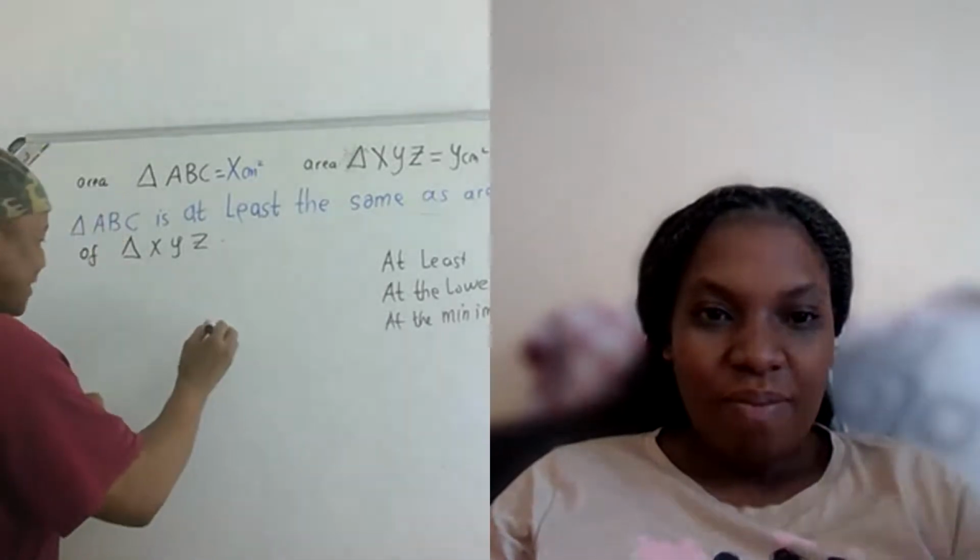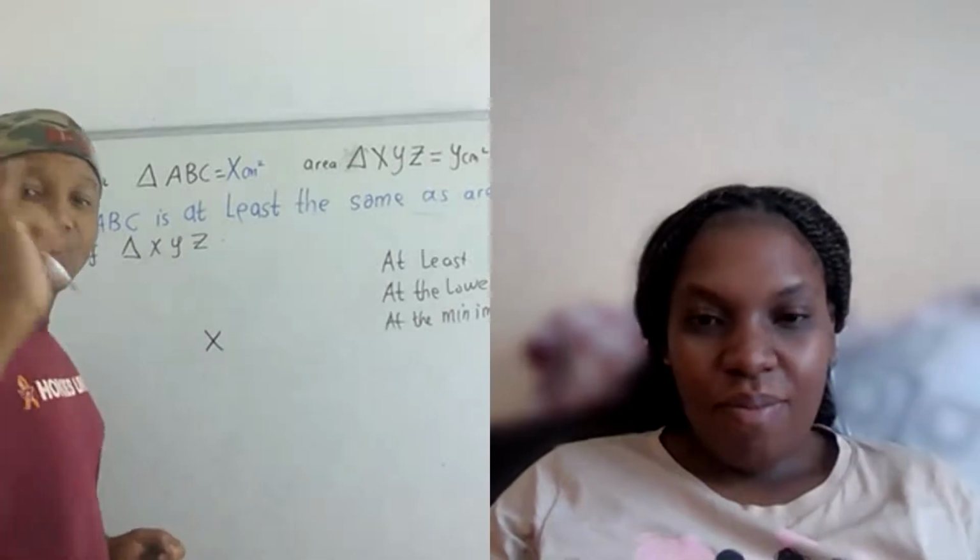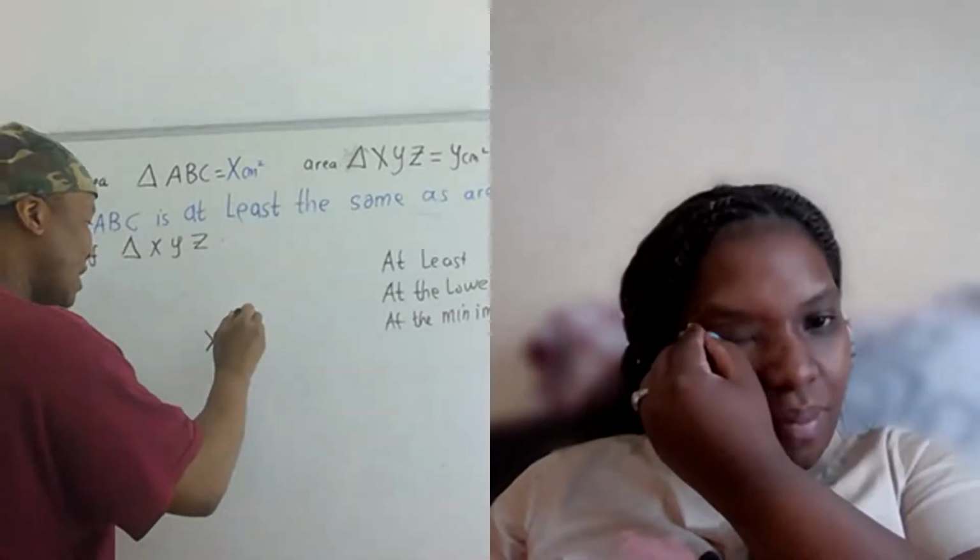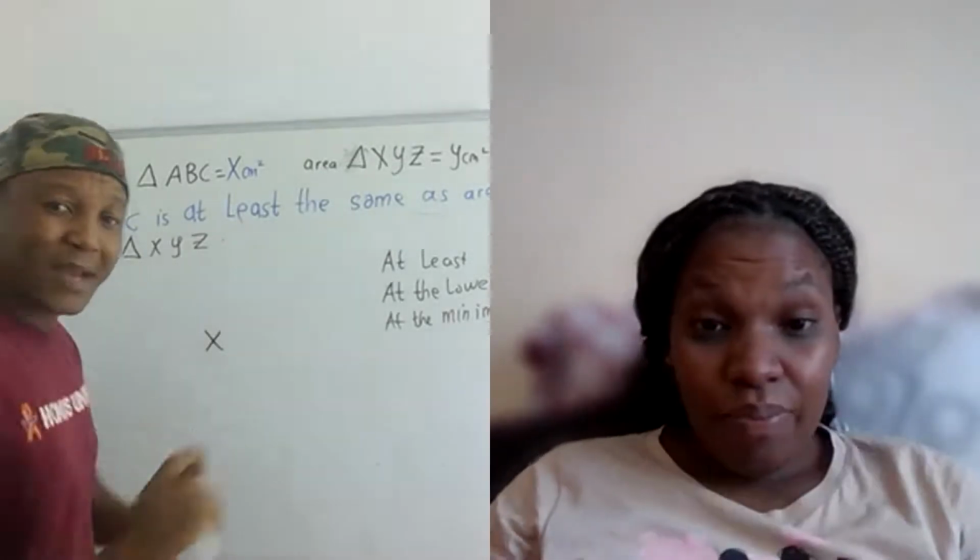So that's how it works. If somebody says x must be at least 2, it means x must be what? It must be at least 2, meaning from 2 and above.